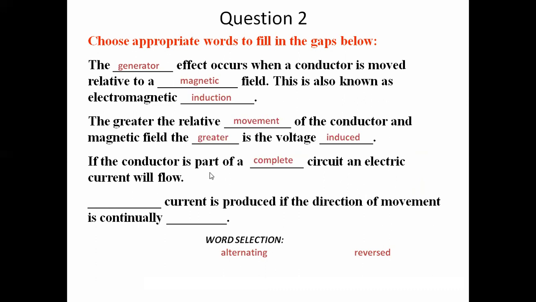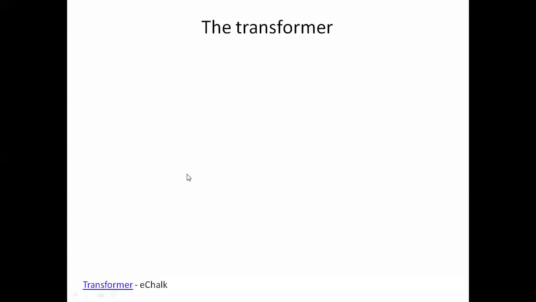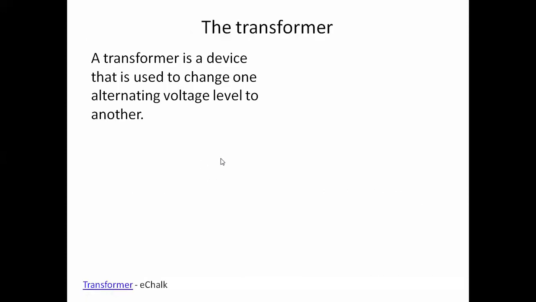So dash current is produced if the direction of movement is constantly dash. So alternating current, when it is constantly reversed, means alternating current has a varying current, and a varying magnetic field will be associated with it. Now the transformer.